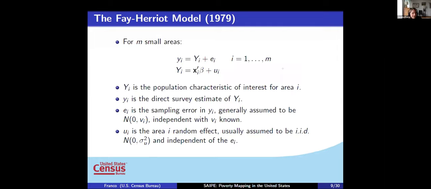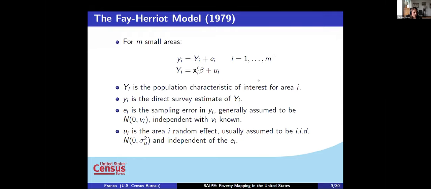Here, lowercase y_i is the direct survey estimate, and capital Y_i is the truth it's trying to measure. And e_i is the sampling error. We generally assume that the sampling error is normal, zero, b_i, and we assume that the sampling variance is known for identifiability reasons. So b_i is the sampling variance of the survey direct estimators, but in practice, it needs to be estimated from the microdata. And u_i is the area i random effect, also called the model error. We usually assume it to be IID normal, zero, sigma squared u. And we assume that e_i and u_i are independent, and independent across the different areas.